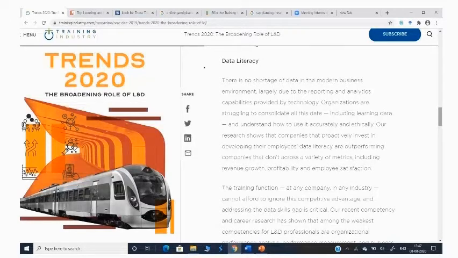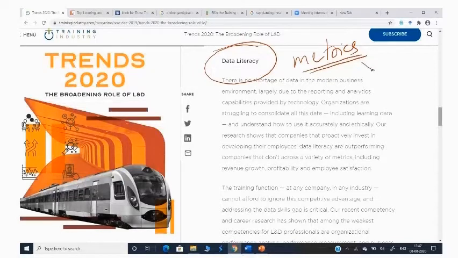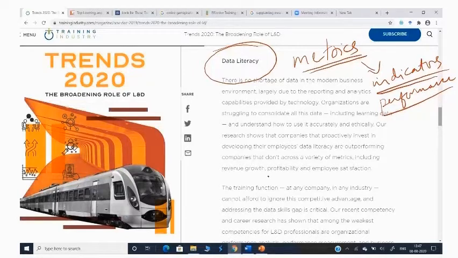Now what do we understand by data literacy? There is a word called metrics. So in an organization, what happens? They have these metrics which work as indicators. They indicate performance, right? So these are performance indicators. It may be profitability, revenue growth, employee satisfaction, employee engagement, rate of attrition, right?